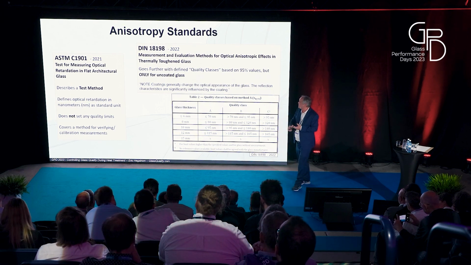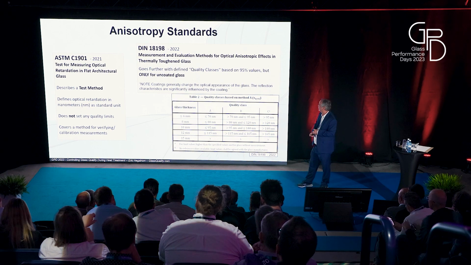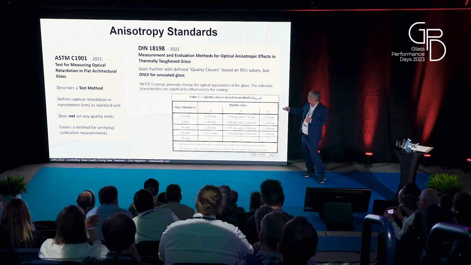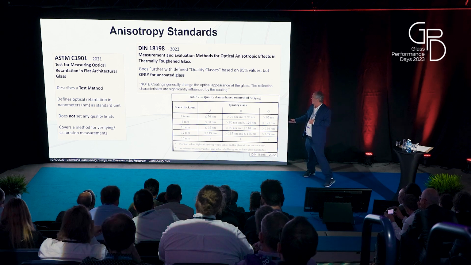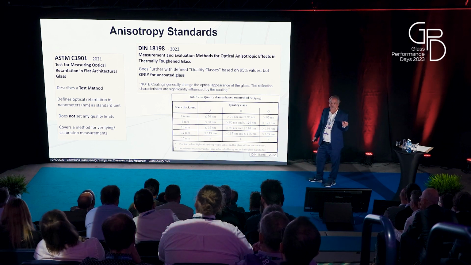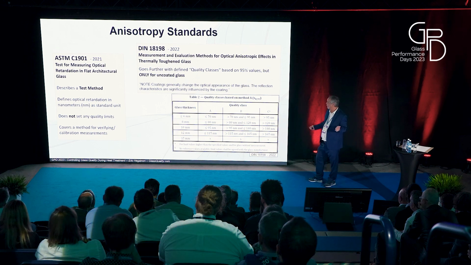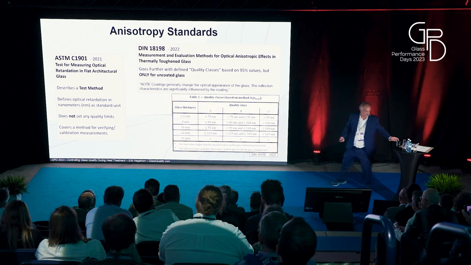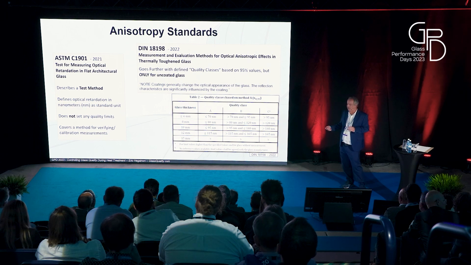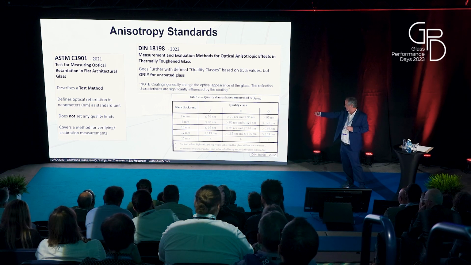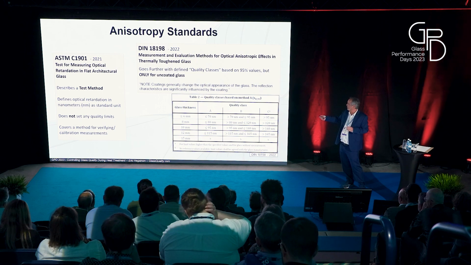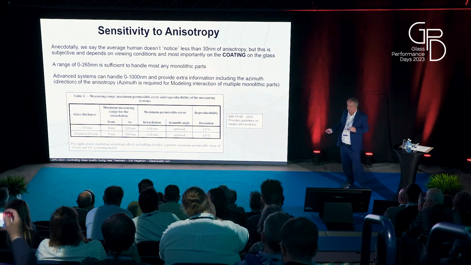operation. The recent DIN 18198 standard does go a little further and define some quality classes, but they're only for uncoated glass, which is probably not as useful as one would hope, because anisotropy is often showing up in coated products. And these are some of the ranges, and I think the 18198 is very easily available.